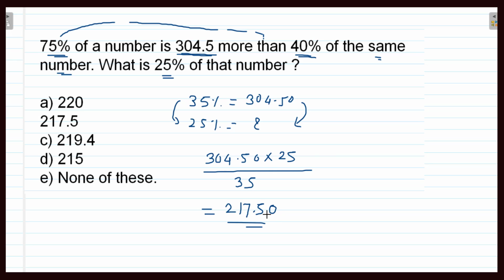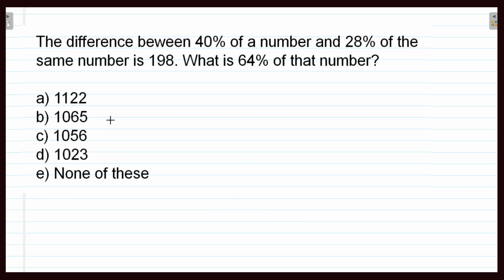So the correct answer will be 217.50, and it is not in the options. So none of this will be the correct option. The last option will be the correct option. Sorry, this is B, 217.5. So the second option will be the correct option, 217.50. Let us see the another question.